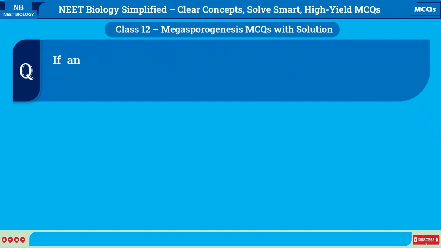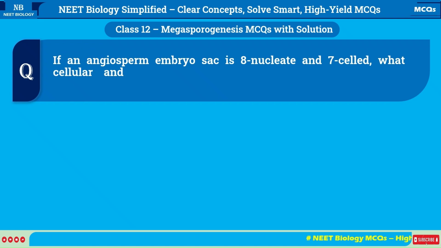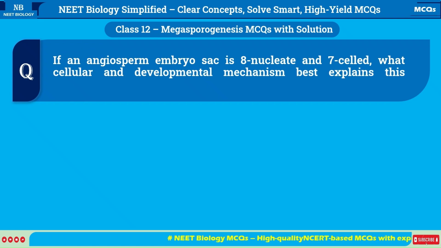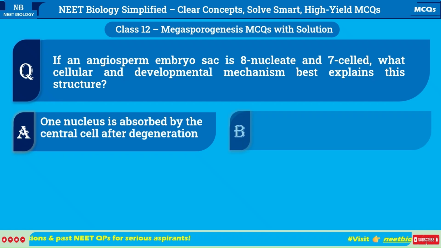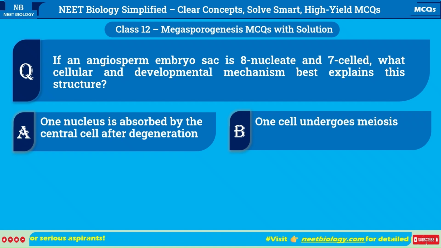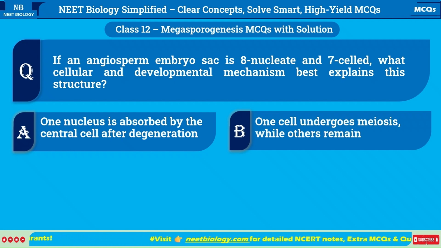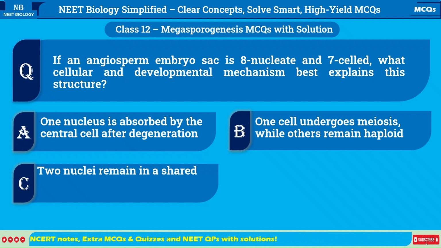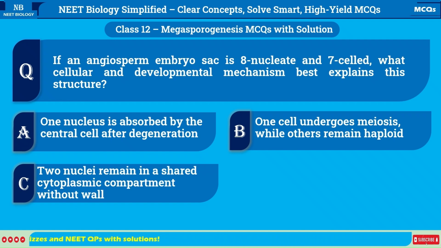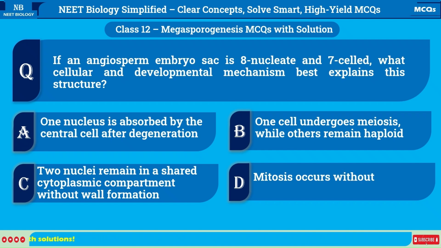If an angiosperm embryo sac is 8 nucleate and 7-celled, what cellular and developmental mechanism best explains this structure? A. One nucleus is absorbed by the central cell after degeneration. B. One cell undergoes meiosis, while others remain haploid. C. Two nuclei remain in a shared cytoplasmic compartment without wall formation. D. Mitosis occurs without DNA replication.